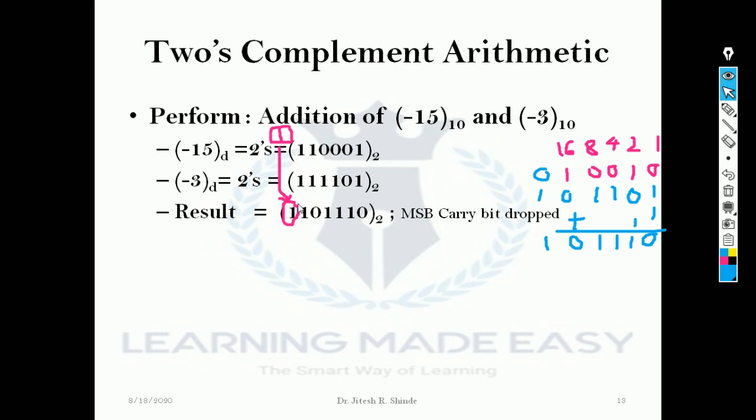Let's verify the result. Minus 15 plus minus 3, we know that we get minus 18. I am using 168421 code to find plus 18. Plus 18 I can represent as 0 with 16 plus 2 meaning 18, so corresponding to those digits I am writing 1, and the remaining digits I write 0. Because the representation uses 6 bits, I am following a 6 bit representation. Now obtain the 1's complement of this number.